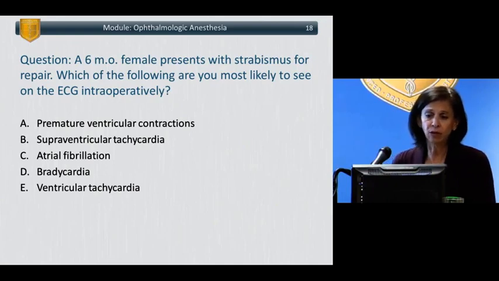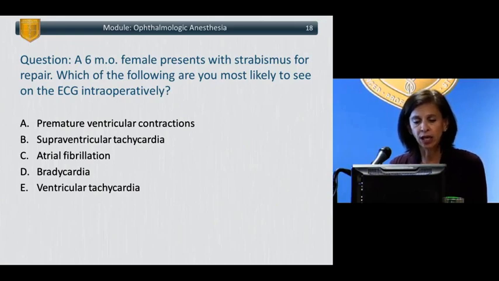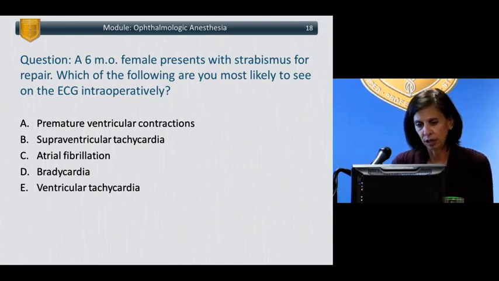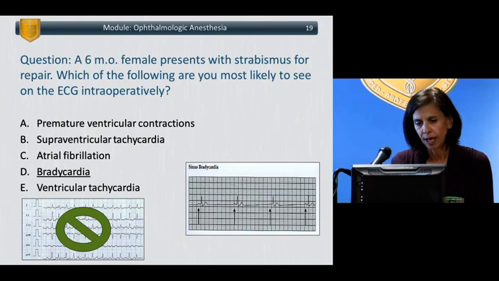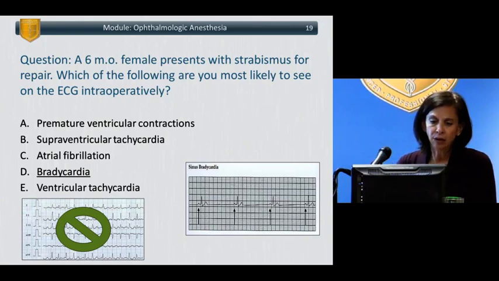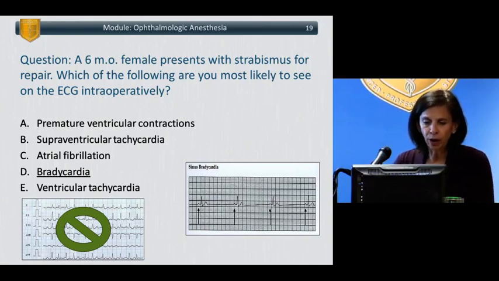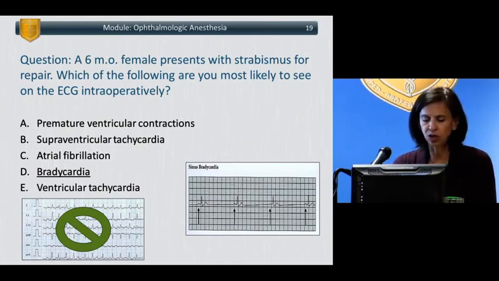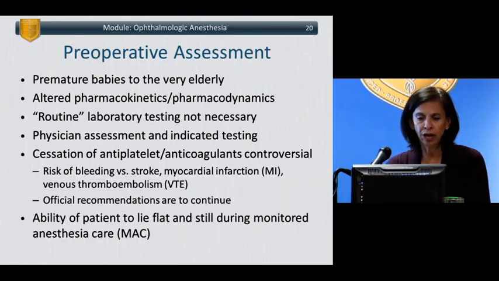Let's do a question. A 6-month-old female presents with strabismus for repair. Which of the following are you most likely to see on the ECG intraoperatively? A, premature ventricular contractions, B, supraventricular tachycardia, C, atrial fibrillation, D, bradycardia, and E, ventricular tachycardia. Which of these are most common in a child having strabismus surgery? It's going to be bradycardia. So bradycardia is part of the oculocardiac reflex, and when one stimulates the ocular part, the cardiac part is usually slowing. Bradycardia and asystole, it is usually not tachycardias or arrhythmias.